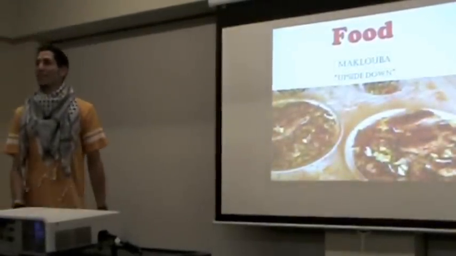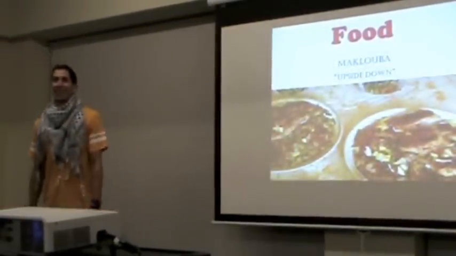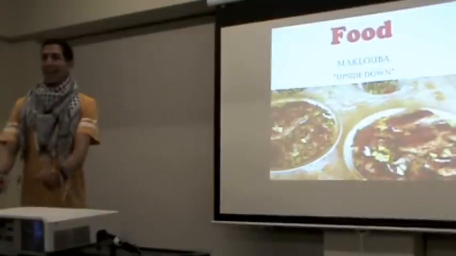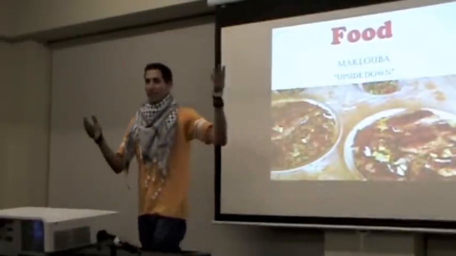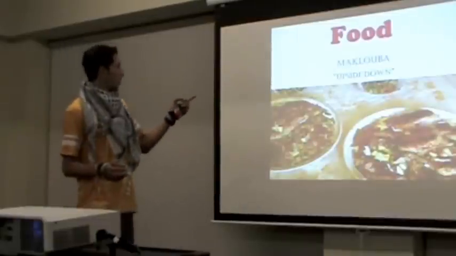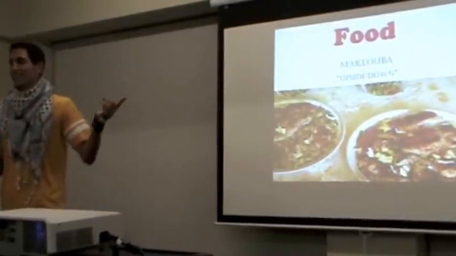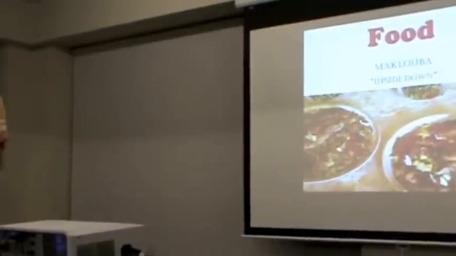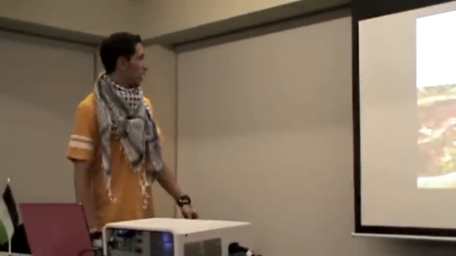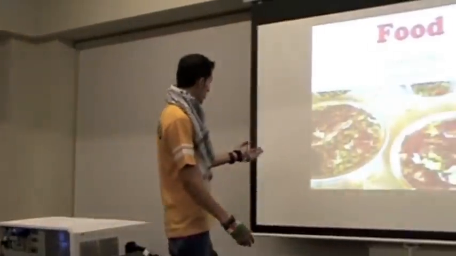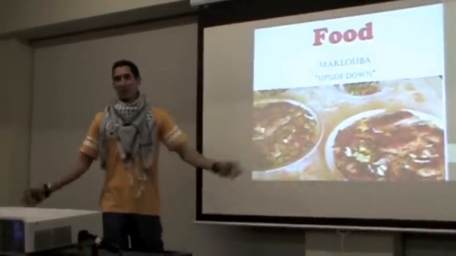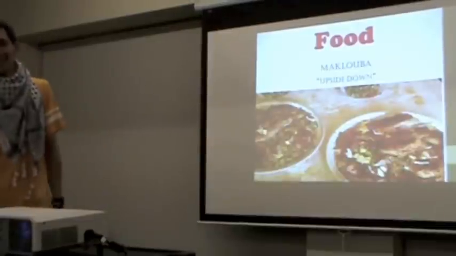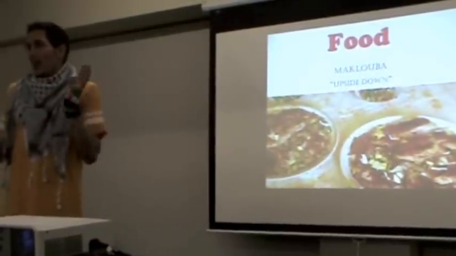Food. Who's hungry? Okay, this is maqluba. In English, if we translate it literally, it's called upside down. So the ingredients here are rice, chicken, and spice. This is all I know. I just know how to eat.